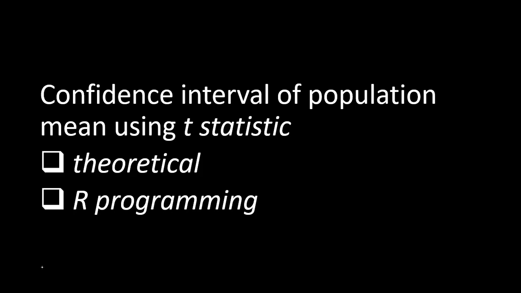In the last class, we have discussed the confidence interval of population mean using T statistic and Z statistic. We have also discussed the cases when we are going to use the T statistic and when we should be going with the Z statistic to derive the confidence interval.